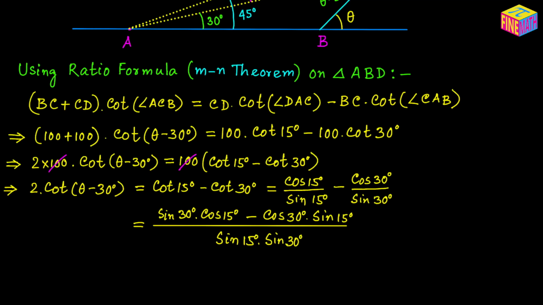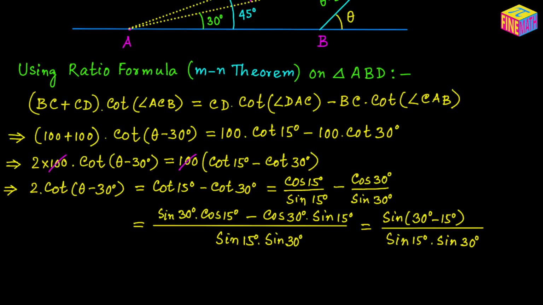And now you can clearly see that the numerator is actually looking like sine A cosine B minus cosine A sine B. That means it is looking like sine of A minus B, and in this case if you consider 30 degree as the angle A and 15 degree as the angle B, so this is clearly looking like sine of 30 degree minus 15 degree, and in the denominator we have sine of 15 degree times sine of 30 degree.